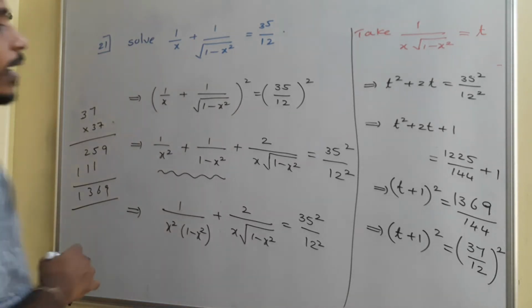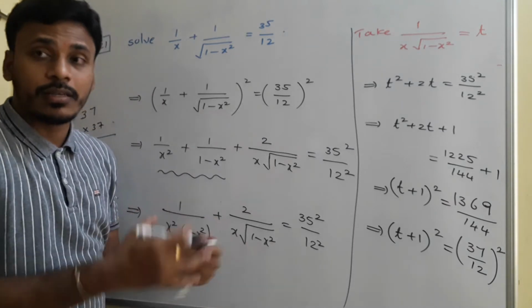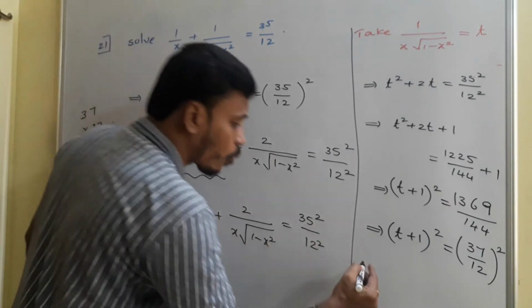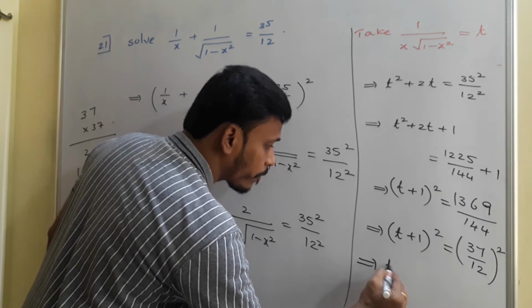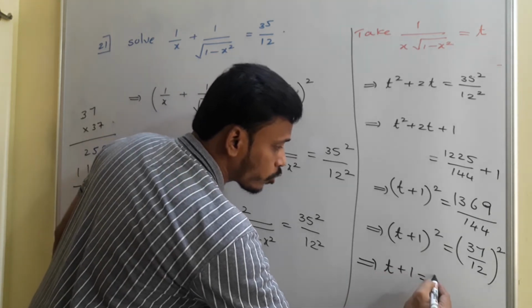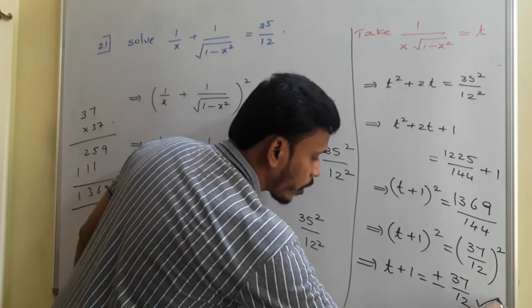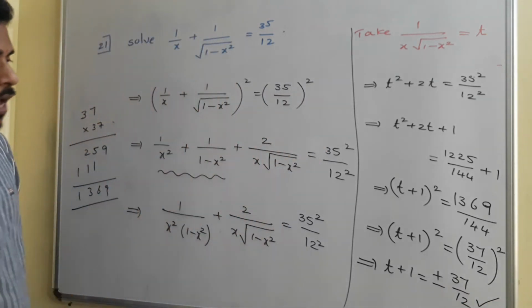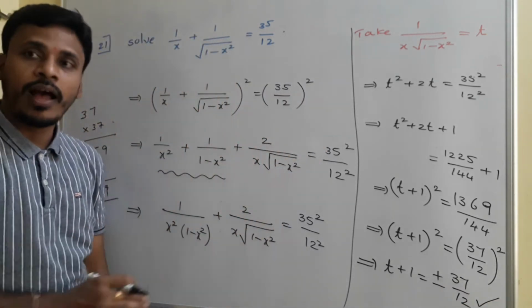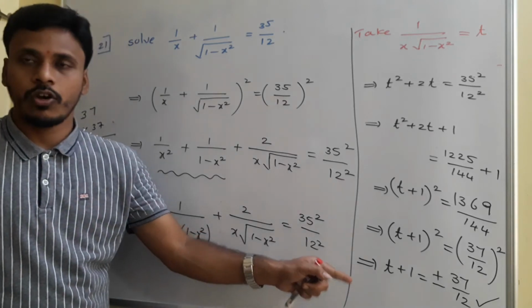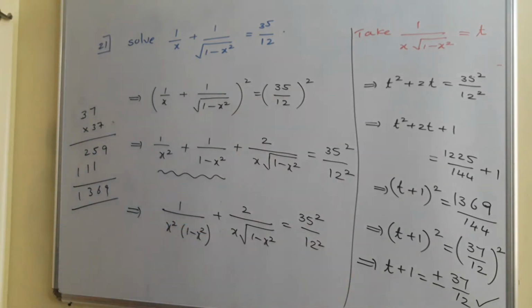From there we need to get the value of x. So still there is some problem, right? When you remove the square on both sides, I have here t plus 1 is equal to plus or minus 37 by 12. Just have a look, and I will erase the board and then continue from there onwards. So at the end, t plus 1 is plus or minus 37 by 12, and further we need to simplify.